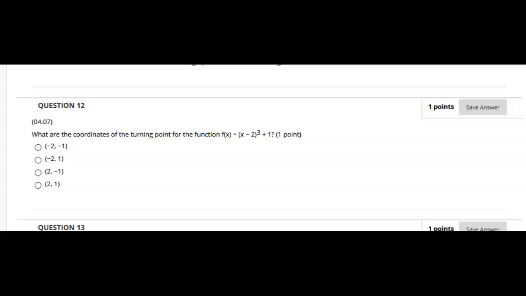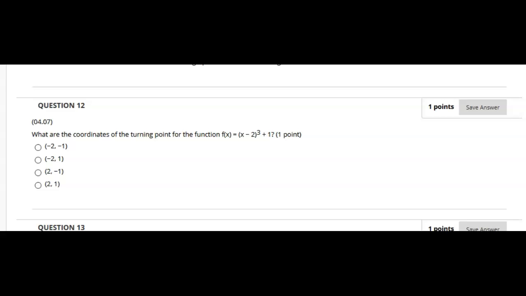Graphing polynomial functions. For this practice test question, it asks what are the coordinates of the turning point for the function f of x equals (x minus 2) cubed plus 1. So what you really need to know is the parent function.